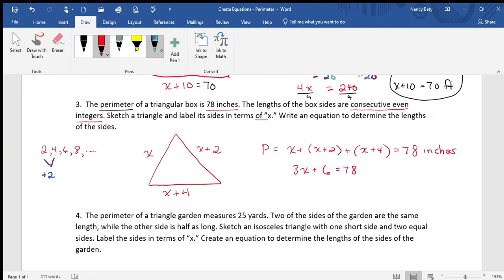And now I just use my solving techniques. So I'm going to subtract 6 from both sides, and I have 3x equals 72. And now I'm going to divide both sides by 3, and I get x equals 24 inches. Now remember, x was the smallest of the 3 consecutive even integers. So then I have 26 inches and then 28 inches. These are consecutive even integers.